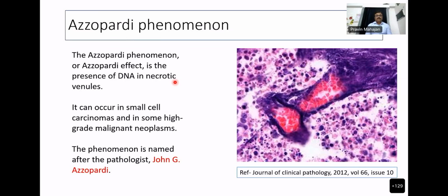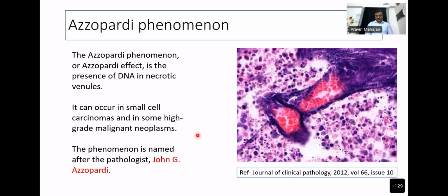Now, similar to this, there is something called the Azzopardi phenomenon. It was first described by pathologist Professor John G. Azzopardi. And what you can see here is a tumor which is highly apoptotic. There is necrosis also, and there is something deposited around these small vessels like capillaries or venules. You see the deposition of this very blue material, and this blue material is nothing but DNA material which has been released from the nuclei of this very high grade malignant tumor, and it gets deposited around the vessels. And this is what Professor Azzopardi said, that this is DNA material, and this can actually be used to make a diagnosis.